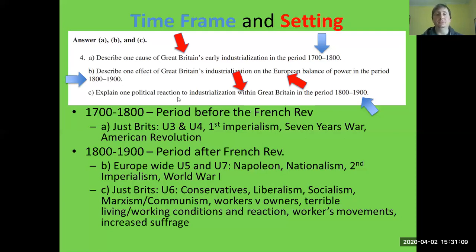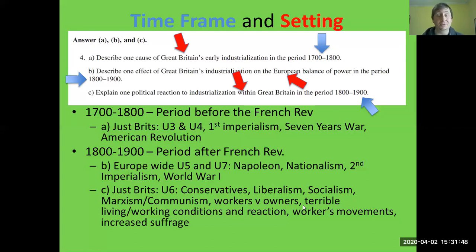And then for question C, you're going to look into political reaction in the 1800s within Britain. So this is what you're going to talk about, stuff in unit 6. Unit 6 is literally called industrialization and its effects. You could talk about conservative, liberal, socialist, Marxist, nationalist, less nationalist in Britain. But we're going to talk about things like the workers versus the owners, the terrible living and working conditions and the reaction to them. We did an entire stations thing on that one, whether you like stations or not. We did a whole thing on that one.